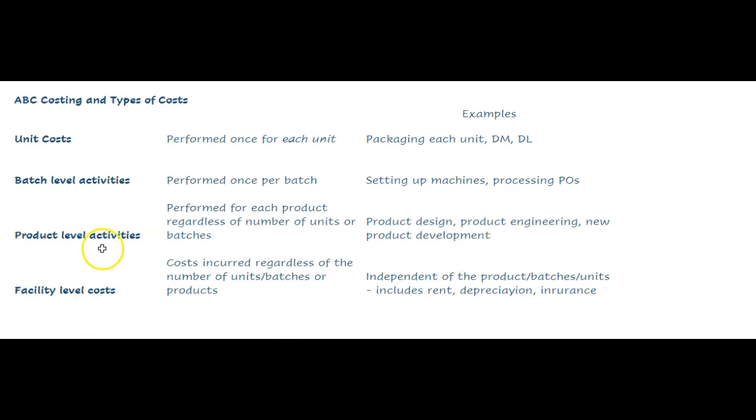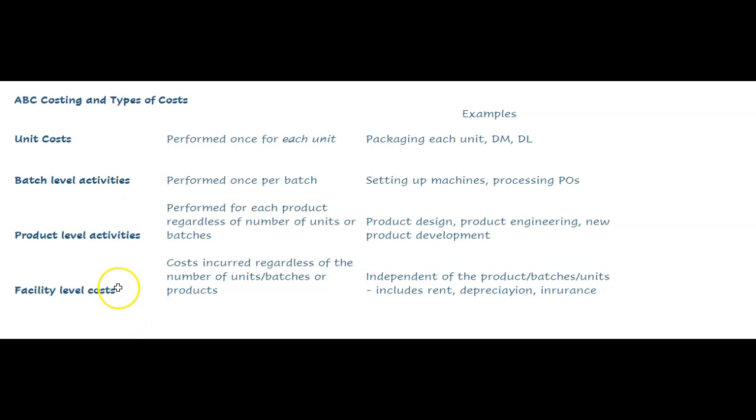Now, for product level activities, this is performed per product. And so it's regardless of the number of units or the number of batches. So think of, for example, new product development costs, or product design costs, or product engineering costs. Okay, and you want to notice too that these are not manufacturing costs. All right, these aren't costs that we put in the inventory, but we do keep track of them as product level activities under activity-based costing.